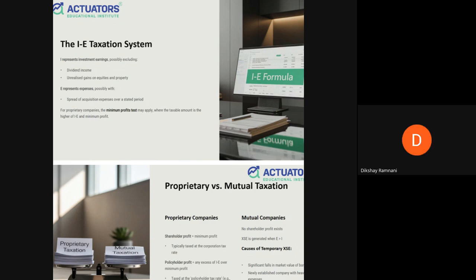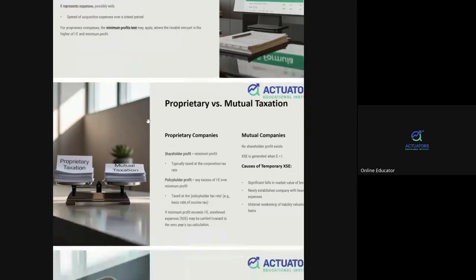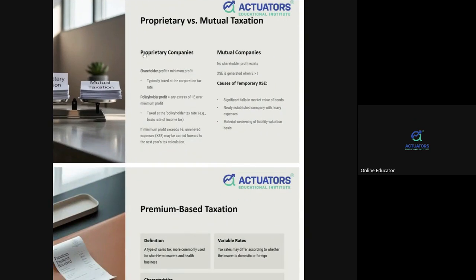Are you presenting proprietary versus mutual companies? Yeah, so we've tried to cover this in a single line here. The next part is proprietary versus mutual.